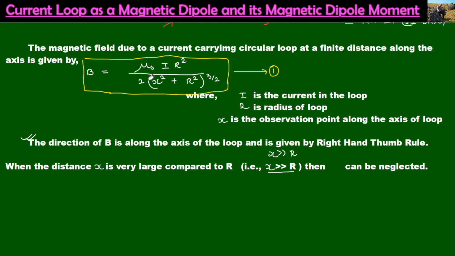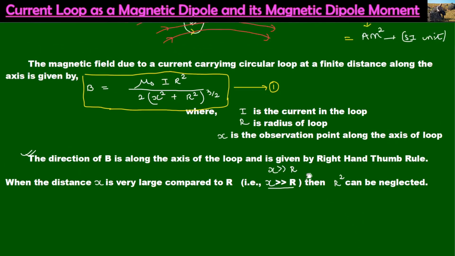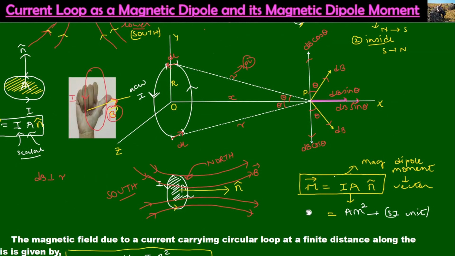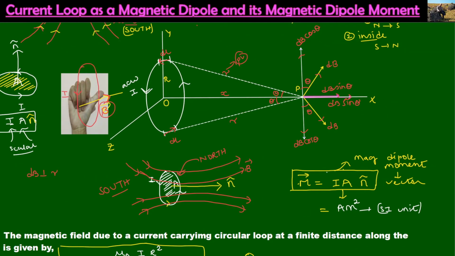Then when x square is very large in comparison to r, which means that the r square term can be neglected. Let us emphasize from the diagram. From the diagram itself, it is very evident that this distance x, that means this distance OP, is very large in comparison to this distance r. From the figure also, it is very obvious that x is larger than r.